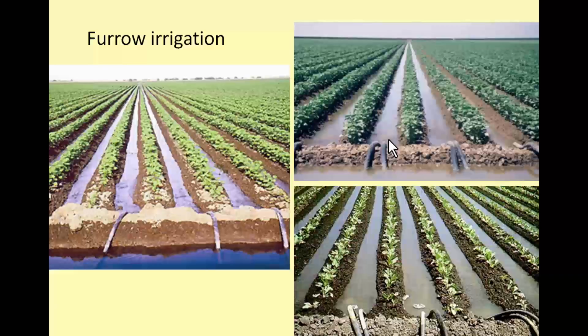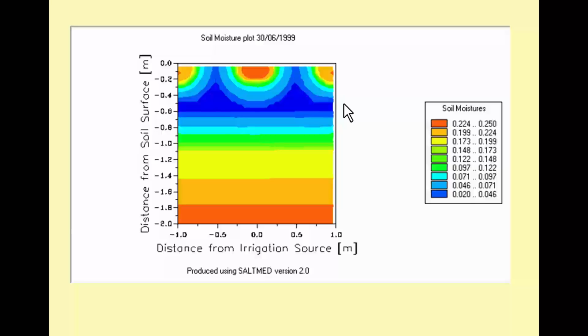So you can put water here once and leave that one dry, put water here and leave the other one dry, and next time you put water here and leave that one dry, and so on. So you can also apply PRD in furrow irrigation. That has been tried in Serbia as well.